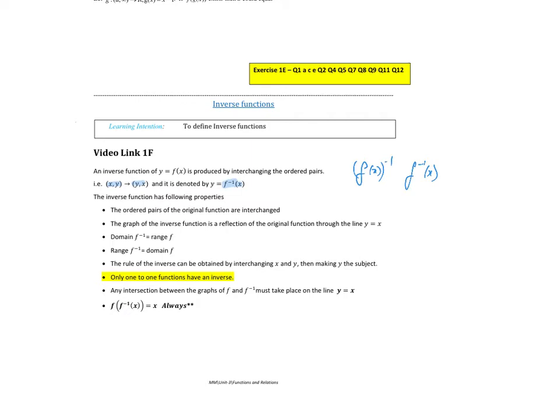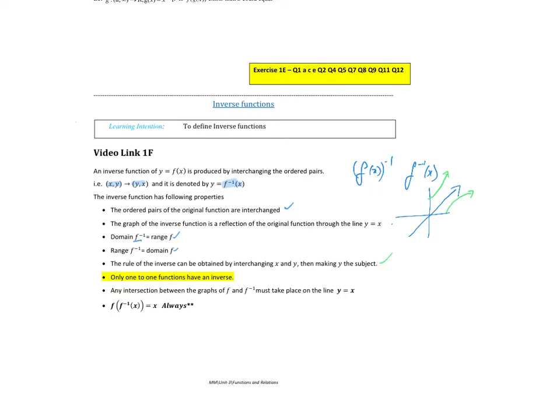Since our ordered pairs are interchanged and then we just solve it, obviously the domain of my inverse function, the set of x values, now becomes the set of y values and vice versa. So the domain of the inverse is the range of f. The range of the inverse is the domain of f. So the domain and the range swap. Graphically, my inverse function is a reflection about the line y equals x. So if I have a function here like this, my inverse function will be a reflection, going the other way, always.